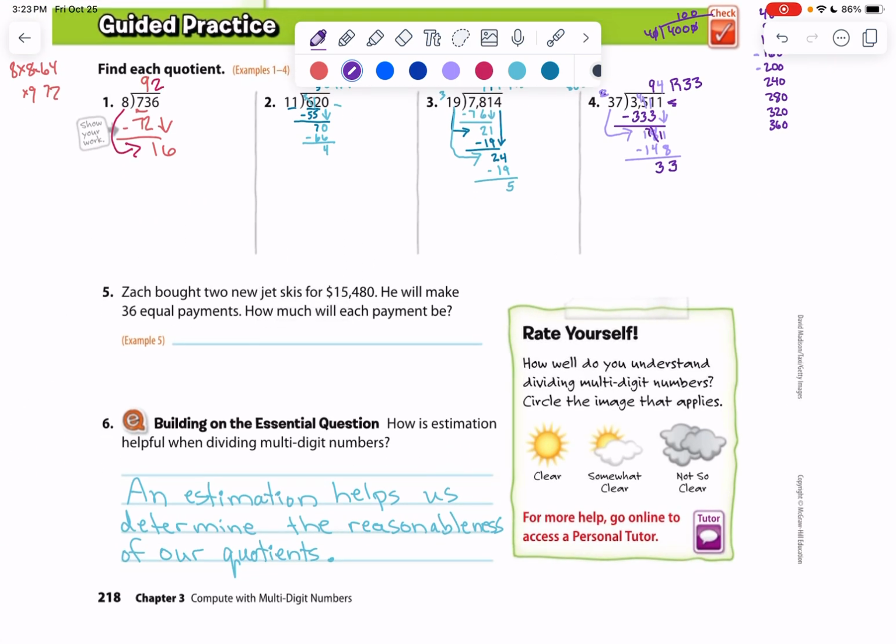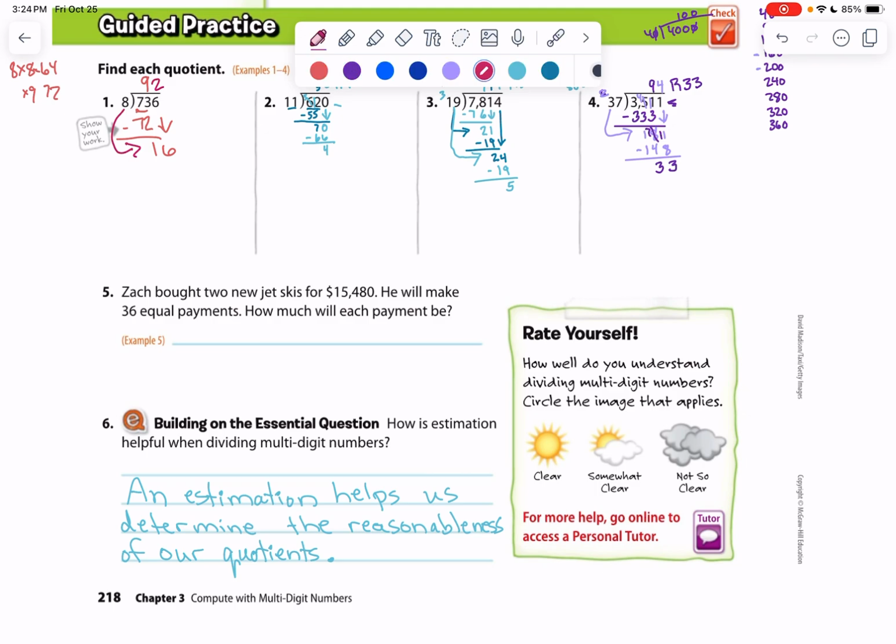Let's see. We're down to one more word problem, and then we'll talk about this question. So Zach bought 2 new jet skis for $15,480. Holy moly, that's a lot of money. He will make 36 equal payments. How much will each payment be? Oof. Oh my goodness, what could I do with that money? All right, so have fun on jet skis, I guess.